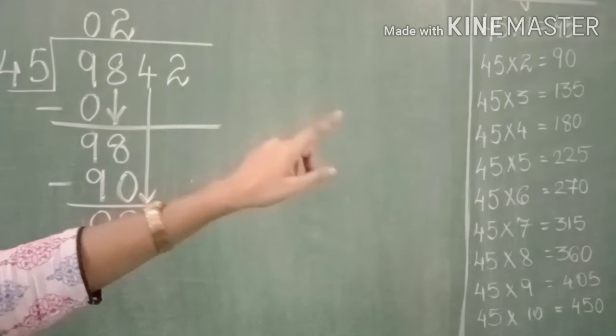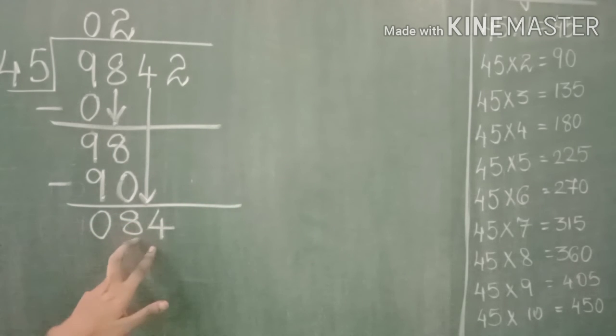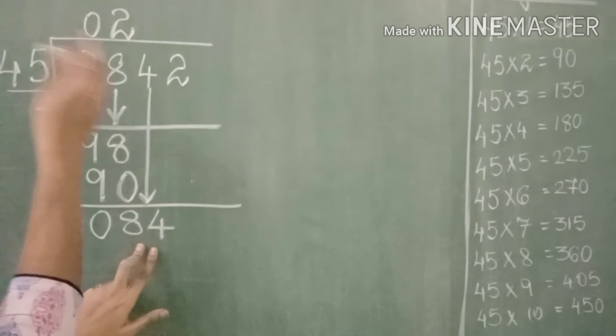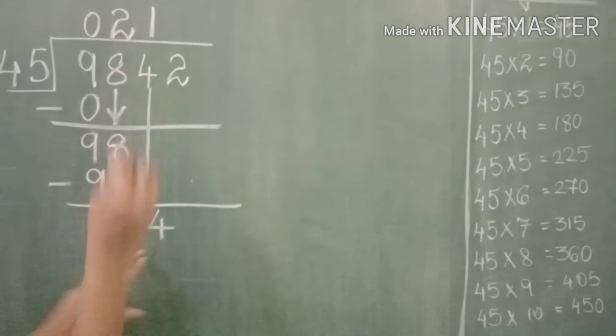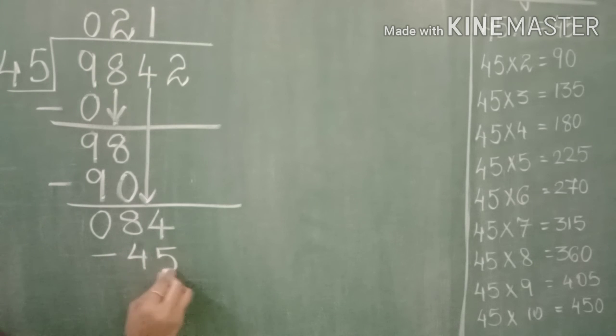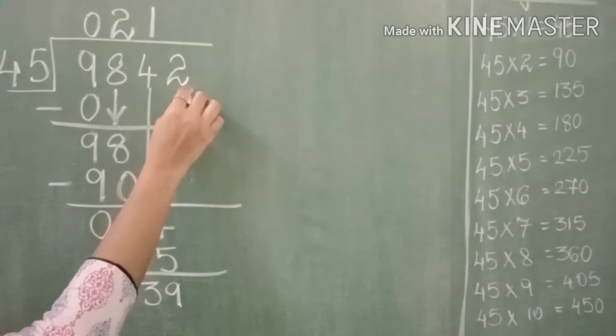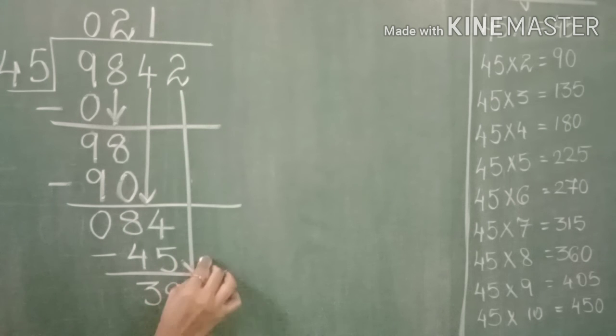As you can see, 45 twos is 90 and 84 is a smaller number than 90. So what number are we going to write? We are going to write the number 1. Multiply by 1, 45 ones are 45. And we have to minus, 84 minus 45 directly. So 84 minus 45, we get the answer as 39. Now let's see the next number which we are going to pull down, that is number 2.